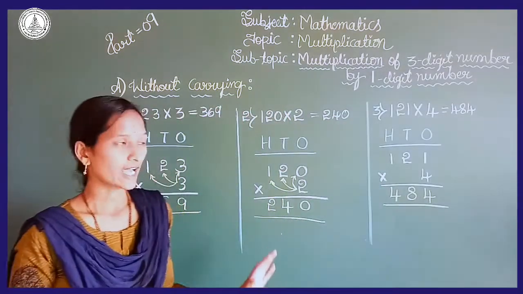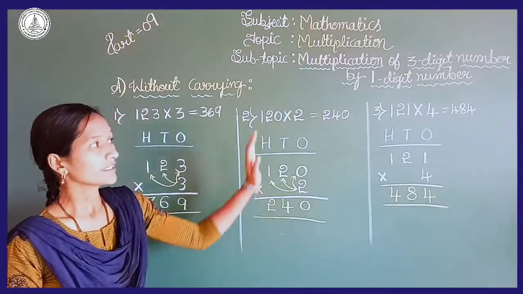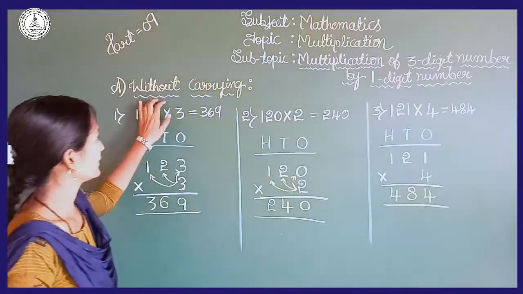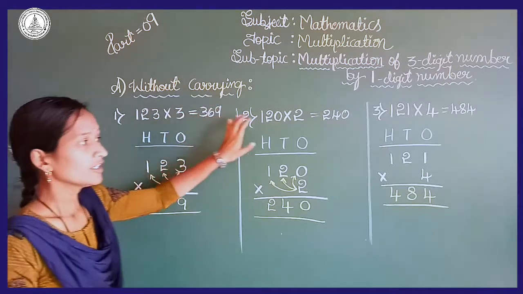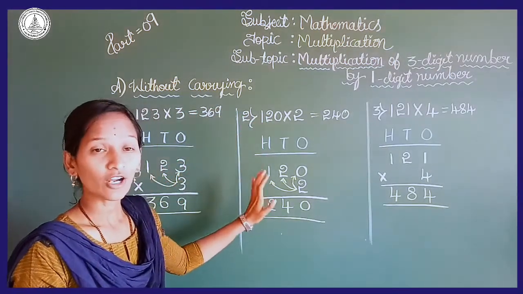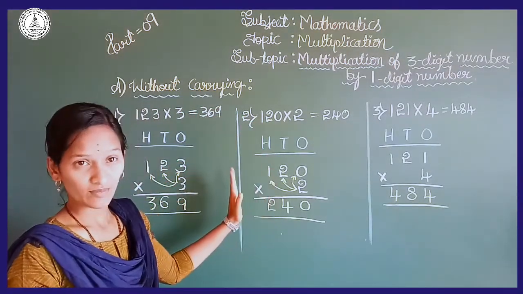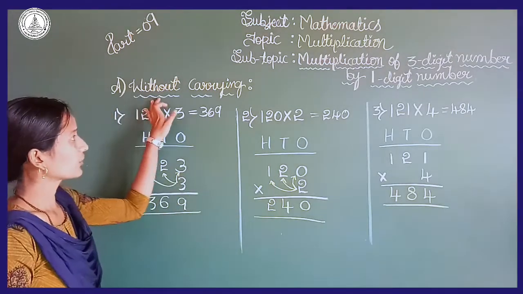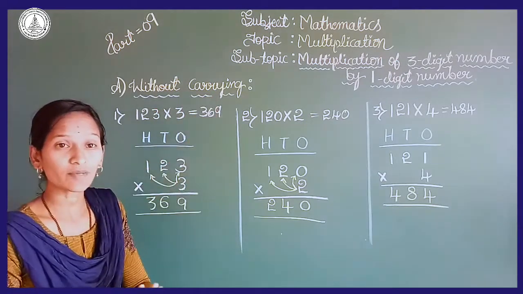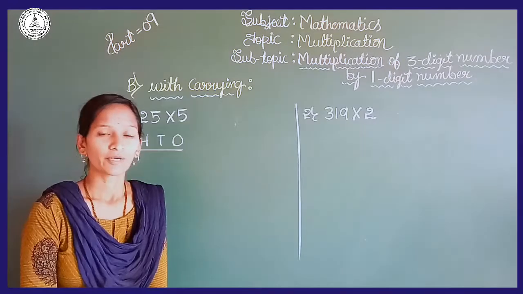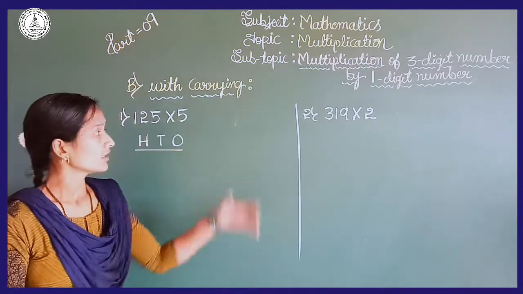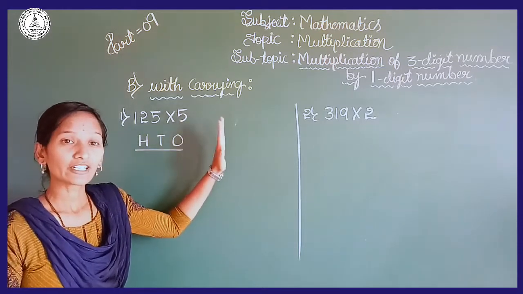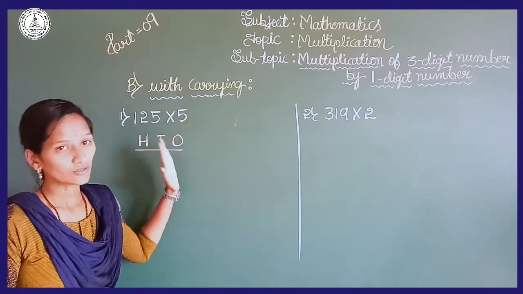So my dear students, I showed how to multiply a 3-digit number by a 1-digit number under the headline of without carrying. So in these problems we are not giving any carry to the next columns. Right? We finish that. The next concept is with carrying. So my dear students, now come to the next type, that is with carrying. So with carrying means here we are giving a carry to the next column.